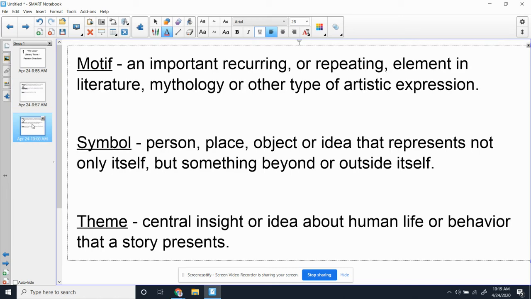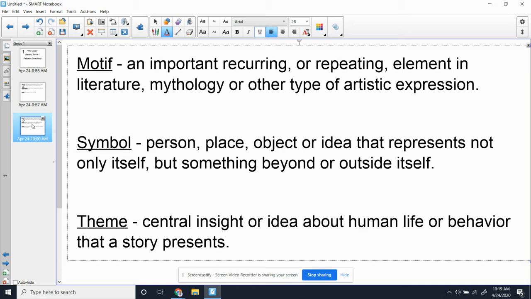Let's go to our next three words. The first one's maybe the most unfamiliar, and that is a motif. This is how you say that word. A motif is an important, recurring, or repeating element in literature, mythology, or another type of artistic expression. Now, a motif is something that recurs throughout the course of the story. It's like the same idea happens over and over again, and it's supposed to give you some kind of insight into the story, and it's usually something pretty important too.